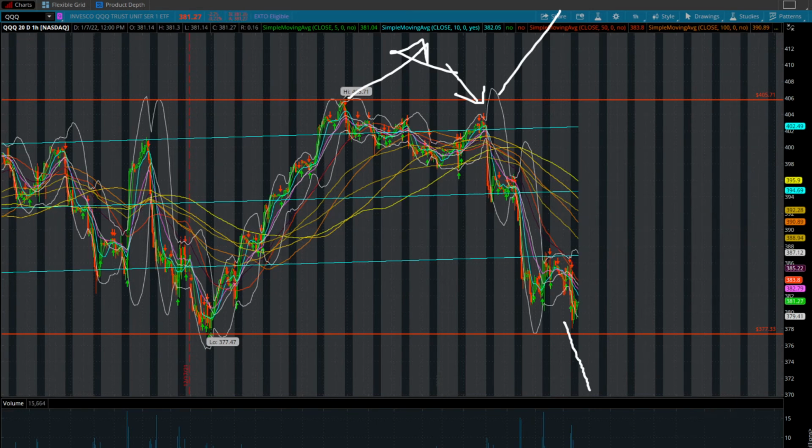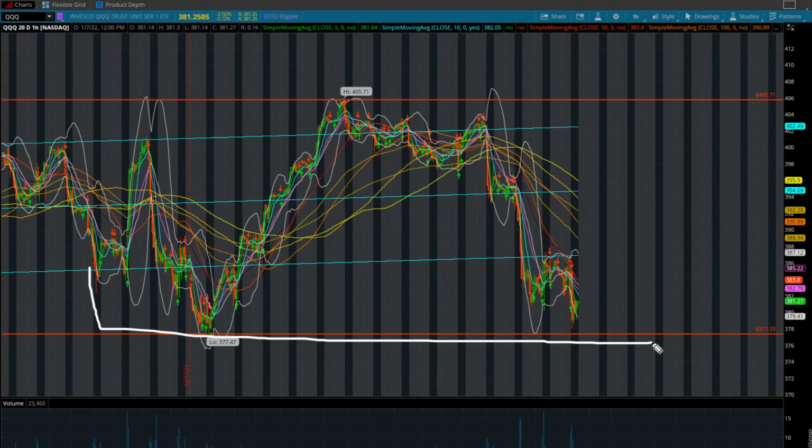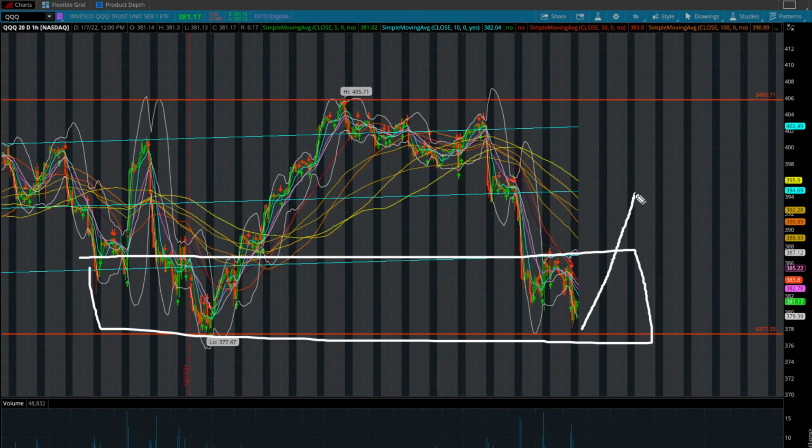So if you're a day trader, a scalper, or a short-term swing trader, you need to be playing the ranges accordingly. Being that we are down in this zone here, now what we're going to start doing is looking for stocks to go long into next week. And that bounce that we're going to take into next week is going to be into this 390, 394 area.